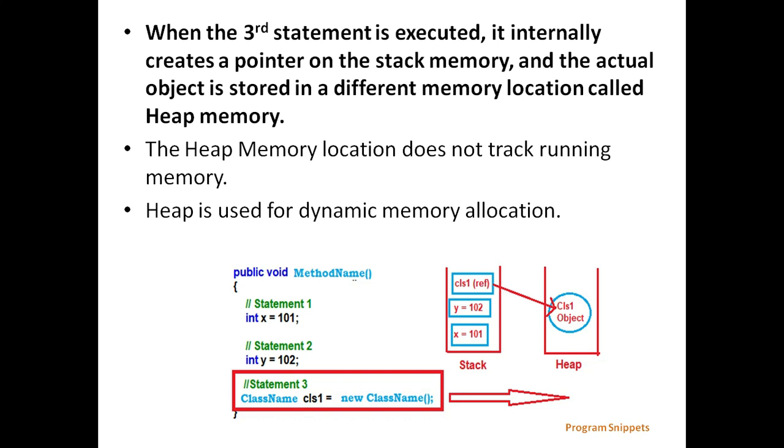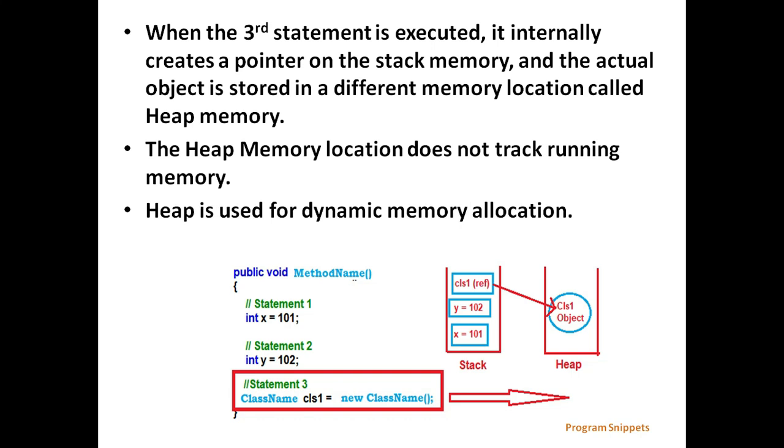When the third statement is executed, it internally creates a pointer on the stack memory and the actual object is stored in a different memory location called heap memory. The heap memory location does not track running memory. Heap is used for dynamic memory allocation. That is, when statement 3 is executed as ClassName cls1 equal to new ClassName, the object is stored in heap memory and the variable cls1 with the reference address is stored in stack memory.